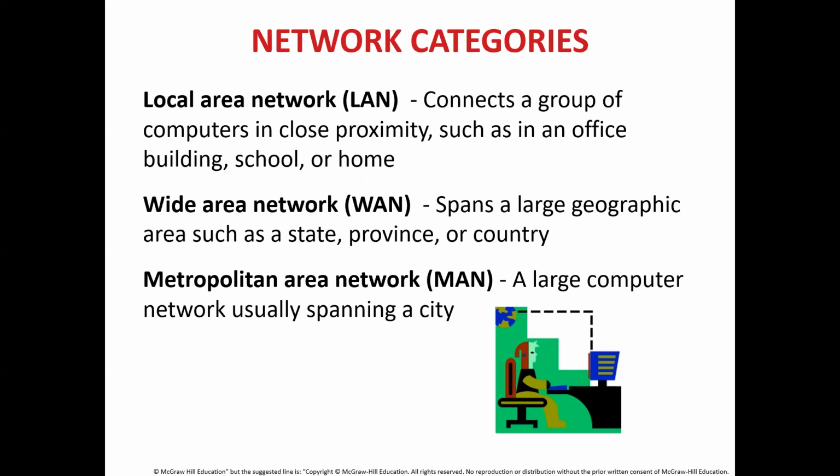Metropolitan area network is a large computer network usually spanning a city. These are networks that are between buildings. Wide area network, or WAN, spans a large geographic area such as a state, province, or country. These are networks that are countrywide or worldwide.